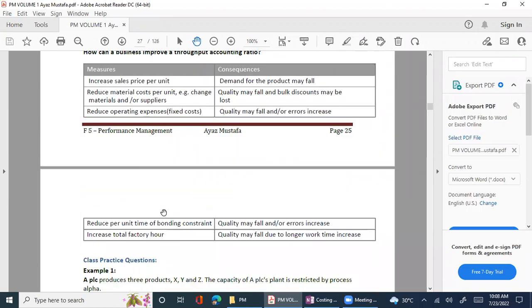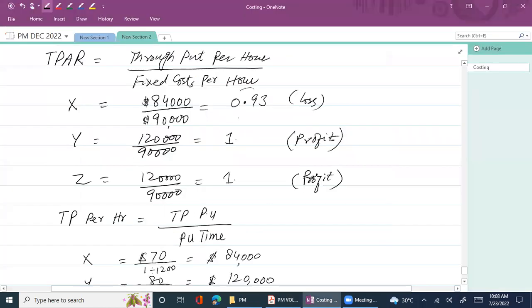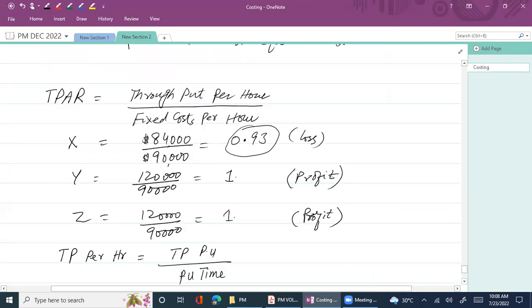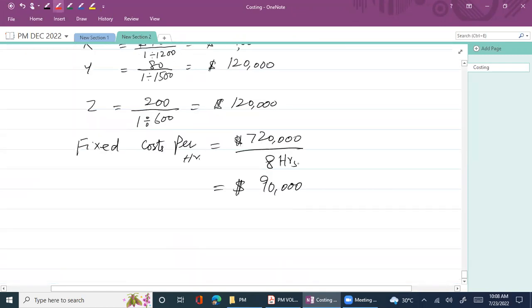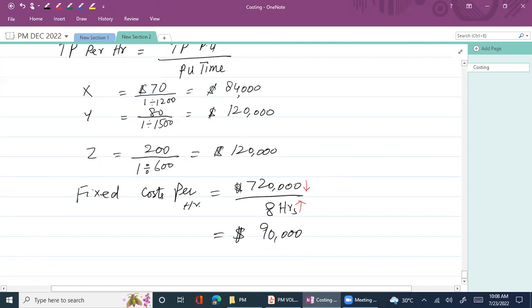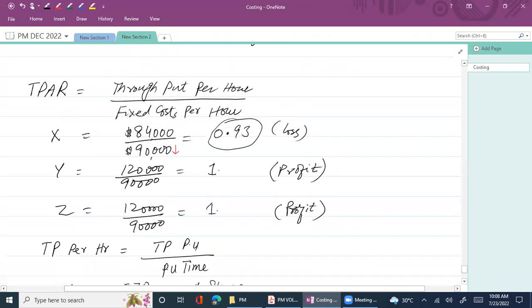Now, if we want to improve this throughput accounting ratio, because this is a loss, and having a loss is not a good thing, one way is to reduce this figure, the fixed cost per hour. How will this figure be reduced? If we increase the capacity, this figure will be reduced, or if we reduce the fixed cost. So we got two points: by increasing the total capacity or by decreasing the total fixed cost, we will arrive at a lower cost per hour. The other way is to improve this 84,000.